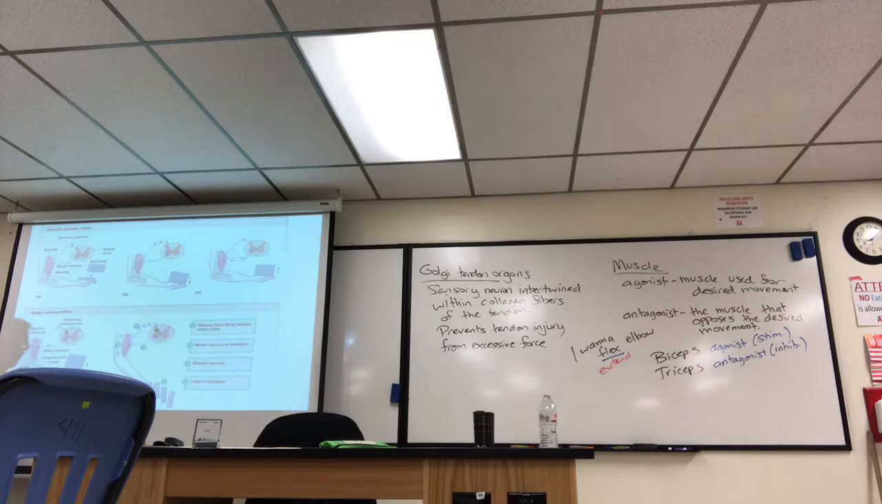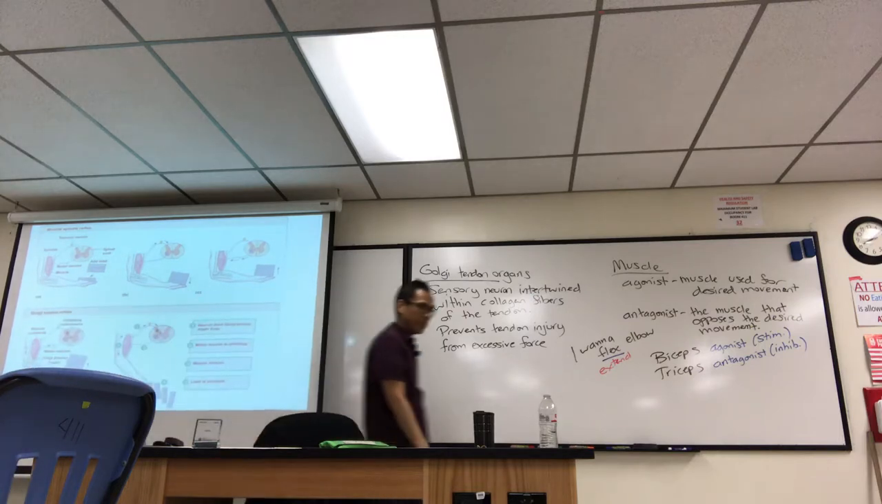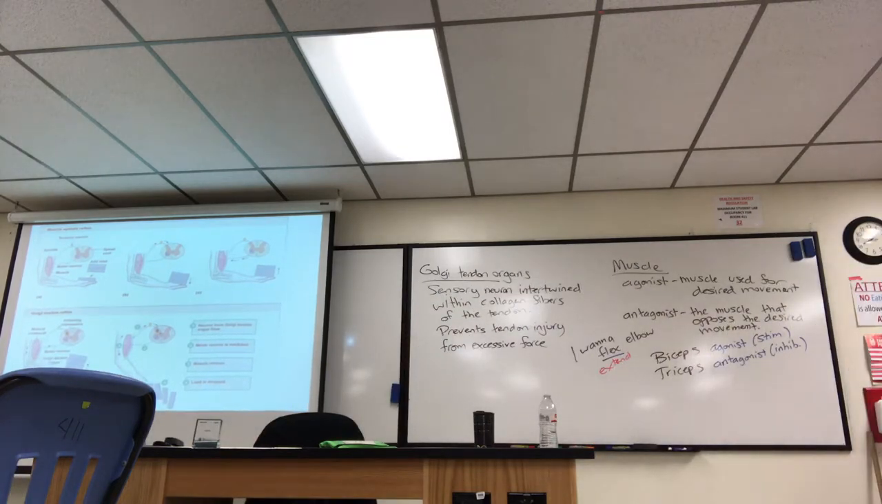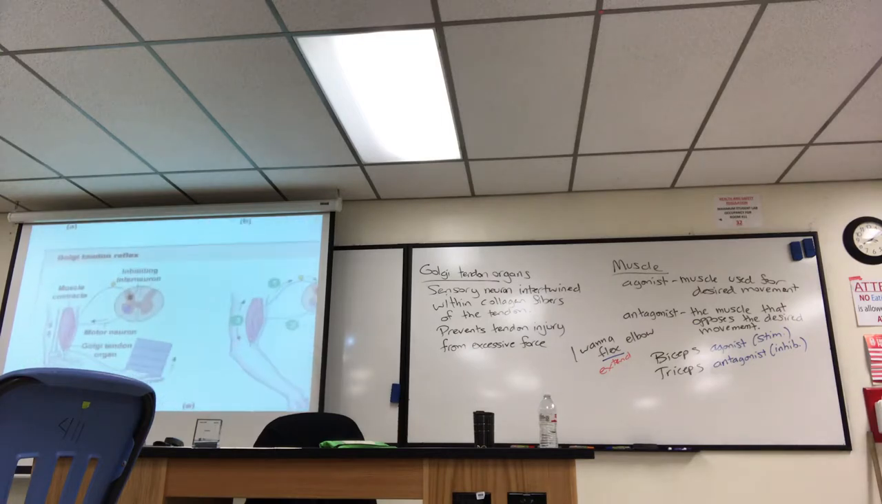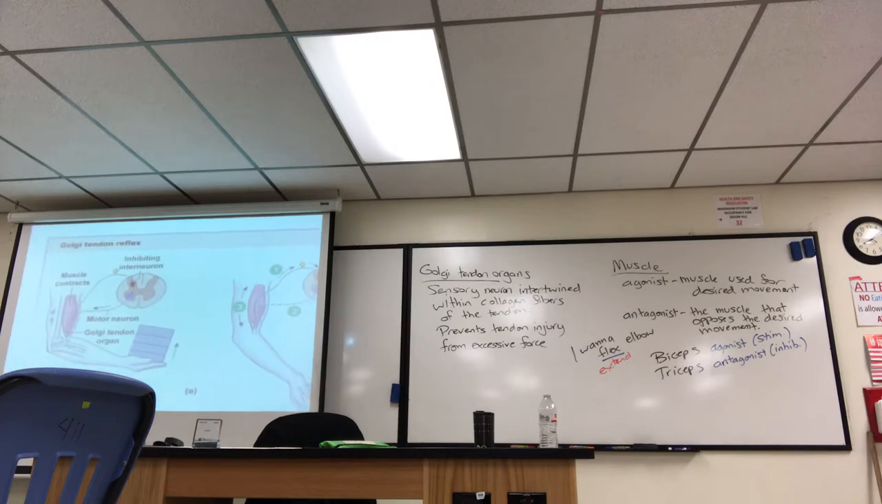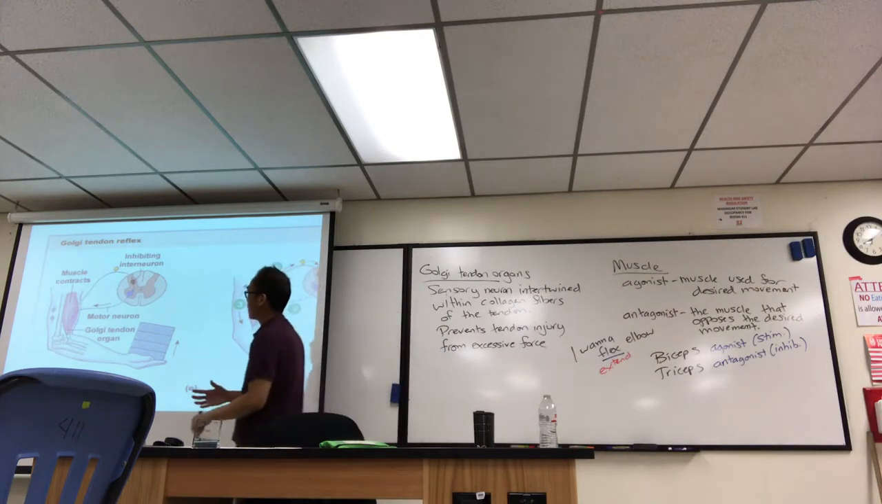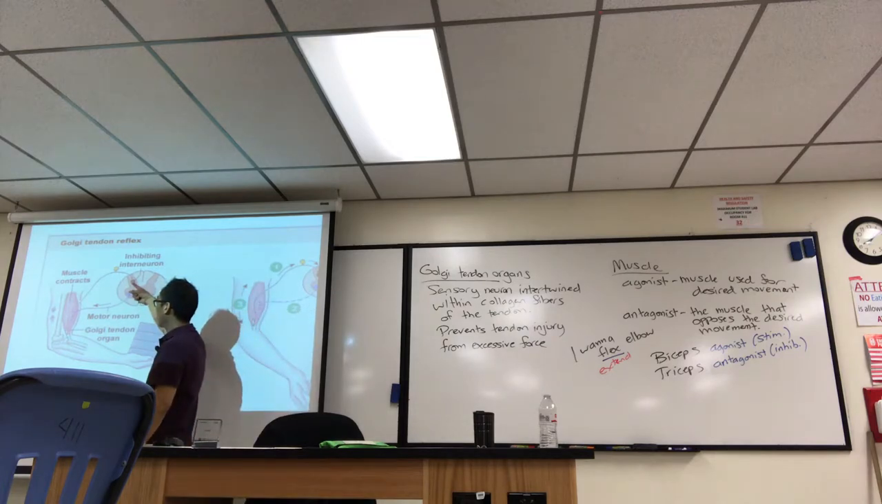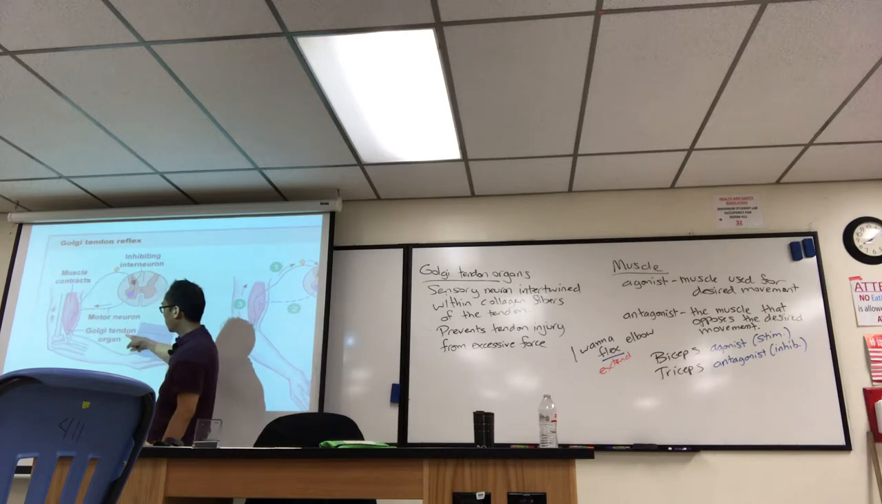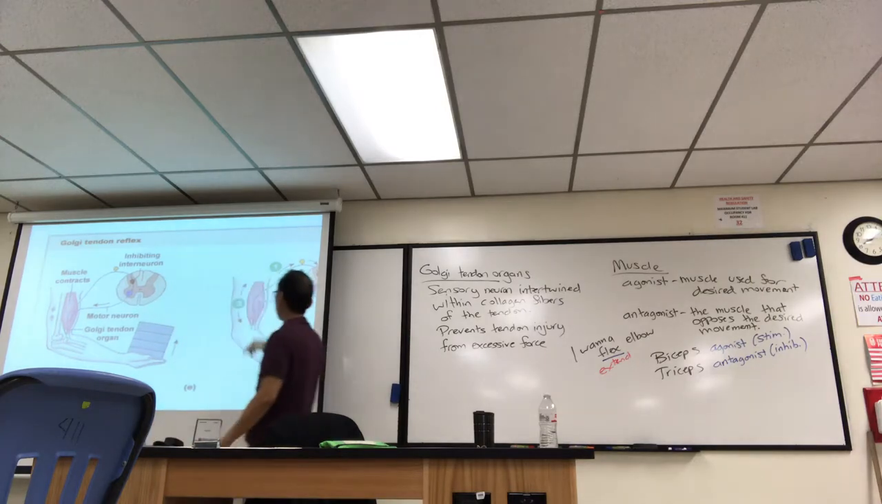Now, what if that's too heavy? I can't handle that, and I don't want to injure my tendon. What the GTO does, I'm going to zoom in on this, is inhibit the agonist. The load is too heavy, the muscle contracts, but it's too much, and things are starting to tear. What happens is there's an inhibiting interneuron right there. See how it came from the GTO? Basically, you'll inhibit the agonist.